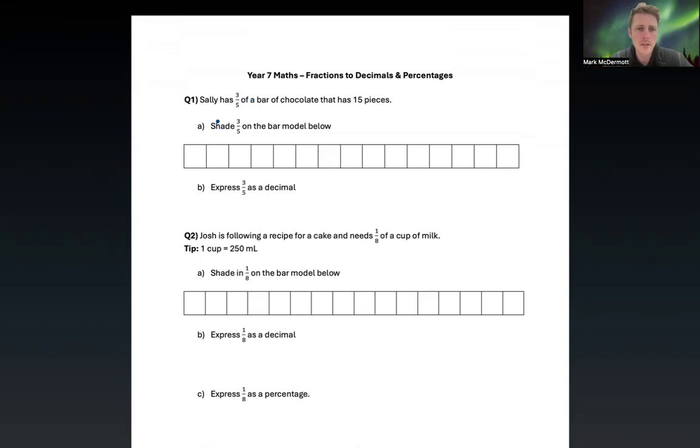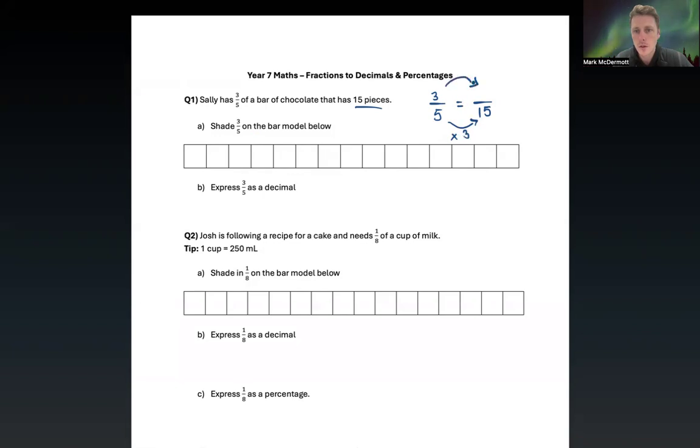So the first problem is that Sally has 3/5 of a bar of chocolate that has 15 pieces. Shade in 3/5 on the bar model below. Well, the first thing we need to know is how many pieces there are. And it says here that there's actually 15 pieces. So we need to shade in 3/5. So hopefully we recognize that for 3/5, we need the equivalent, but out of 15. To get from 5 to 15, you have to multiply by 3.